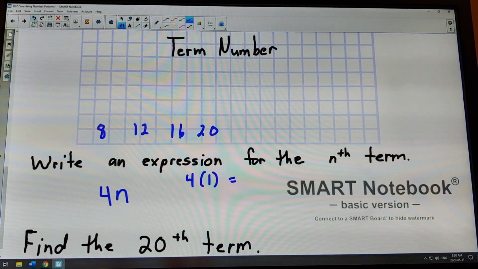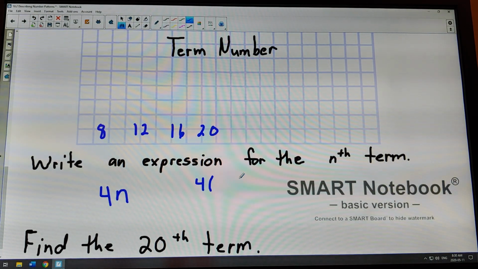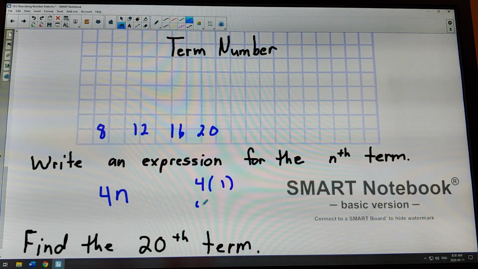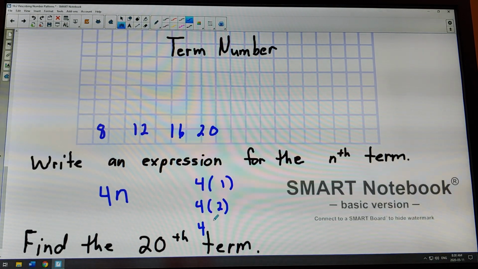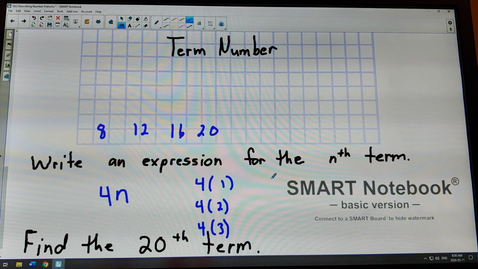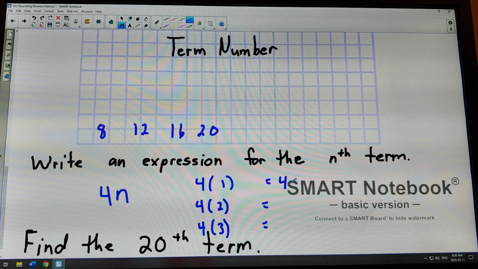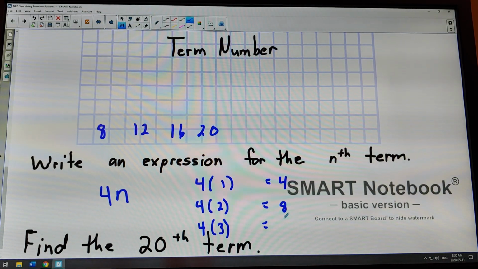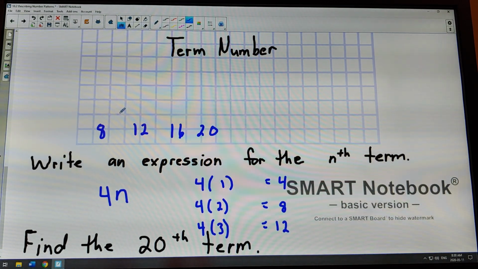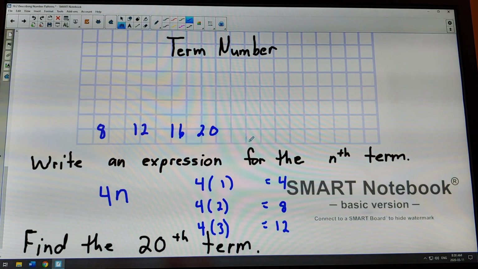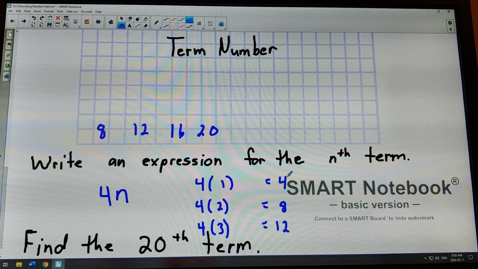equals, or actually, I need a little bit more space. So 4 by 1. So 4 times 1 would be 4. 2 times 4 would be 8. 3 times 4 would be 12. Now we needed 8, 12, and 16. So we're not quite there, but take a look at what we do have.